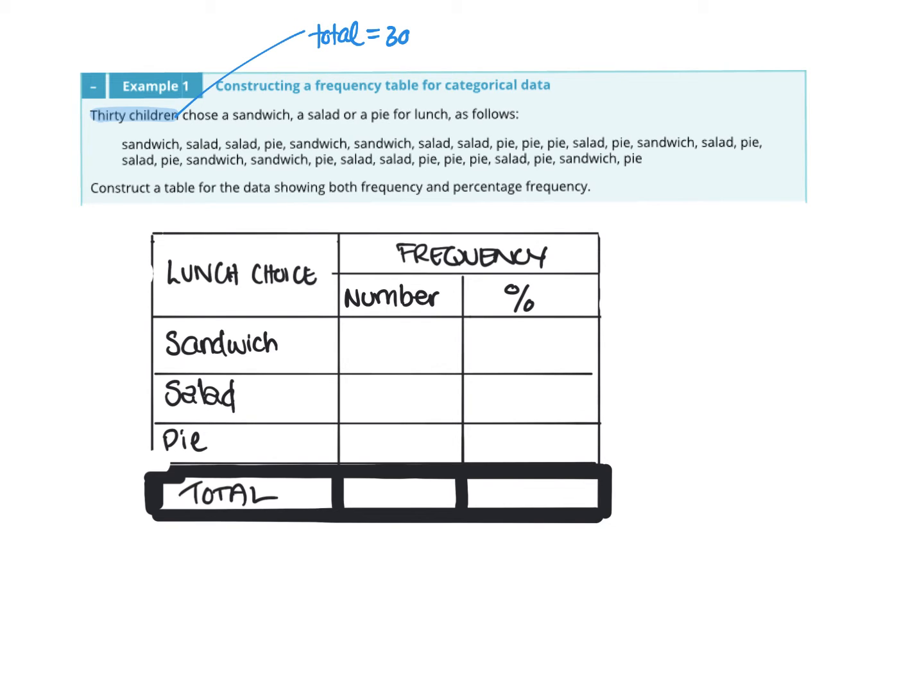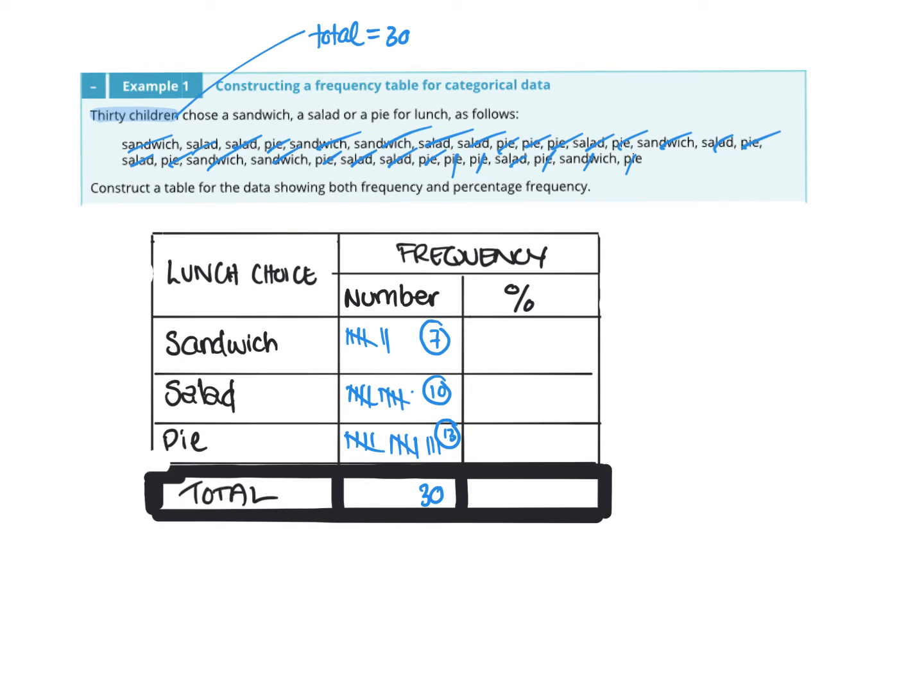So what you can do is go through the list and say, all right, I saw a sandwich, so I'm just going to go through it doing Roman numerals. So I worked out I have 7 sandwiches, I have 10 salads, and I've got 13 pies, and hopefully that added up to 30, which it did, so I'm correct there.